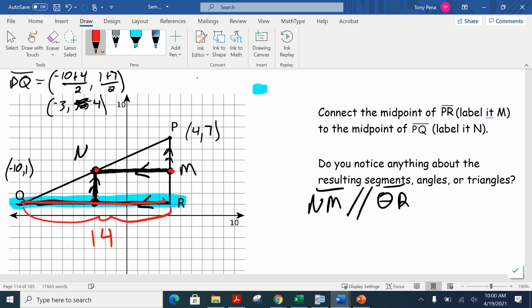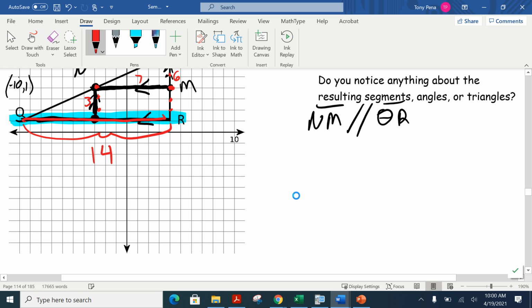So if I go from N to M, how many is that? 7. And notice how this is 1/2 of the length that it's parallel to. Let's look at this segment. 1, 2, 3, 4, 5, 6. Let's look at its parallel side. 1, 2, 3. Isn't this one 3 to a 6? Isn't that half the length? But they have the same weight.